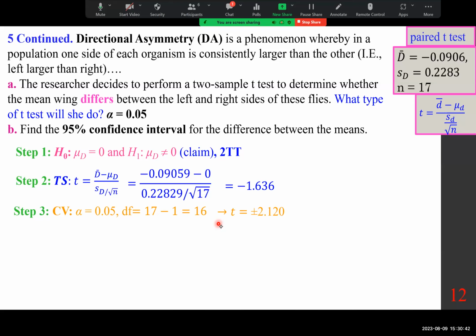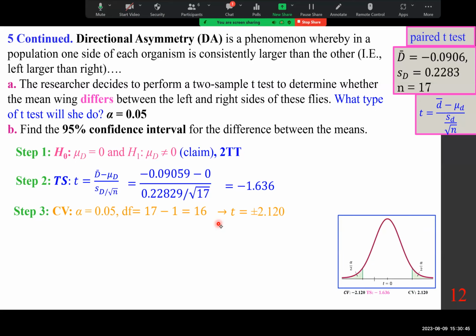So let's always do the drawing to make a decision. When we do the drawing, it's a two-tailed test, alpha over 2, meaning 0.05 divided by 2 here, 0.05 divided by 2 here. And this is negative 2.12, this is positive 2.12. Here's our number. As you can see, our number, negative 1.636, the one that is calculated for the test statistic, is somewhere in between, way into the non-rejection region. Do not reject H0, or fail to reject H0.